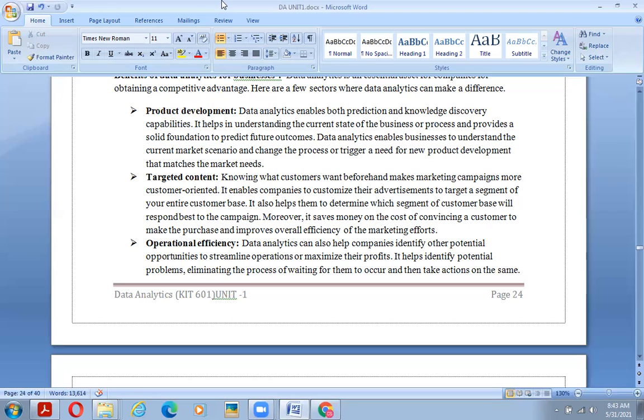We are able to define targeted content, like Modi used to define targeted content for the political rally. Knowing what a customer wants beforehand makes marketing campaigns more customer oriented. It enables companies to customize their advertisements to target a segment of the entire customer base. It also helps them determine which segment of the customer base will respond best to the campaign.